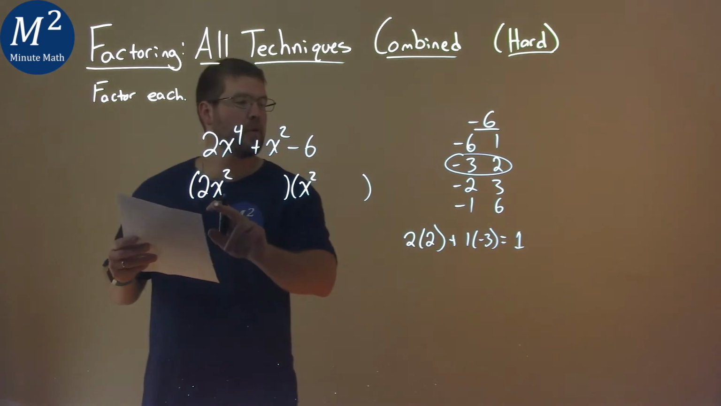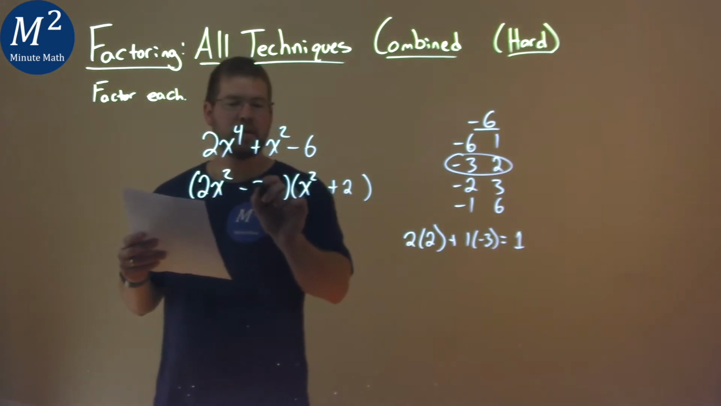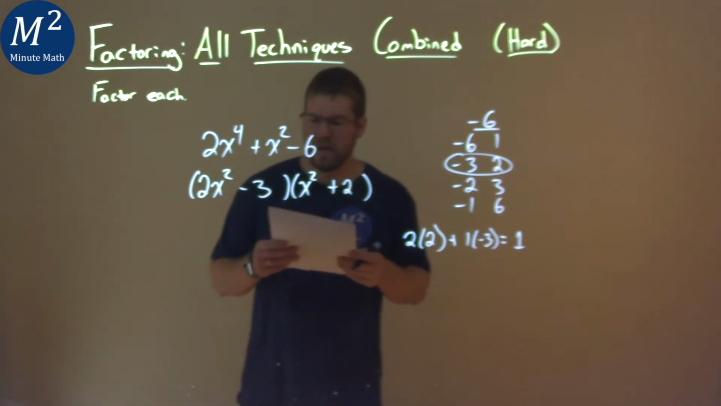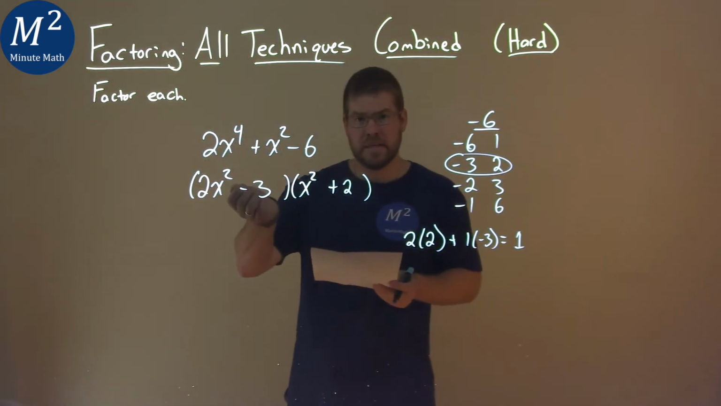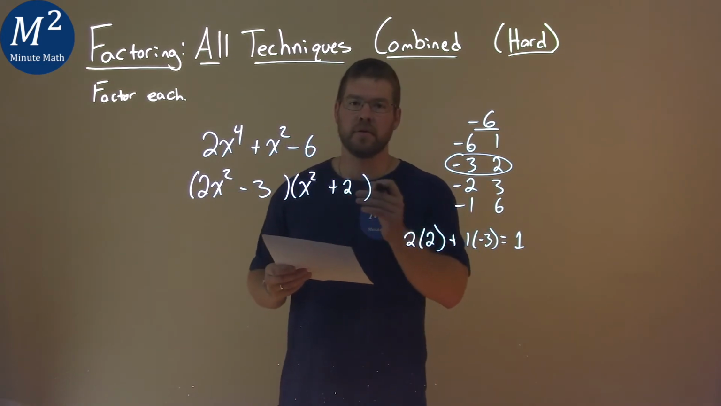So the 2 gets multiplied by the positive 2. We're going to put that over here. And the -3 is on this side. And so we actually are done now. Our final answer is 2x squared minus 3 times x squared plus 2.